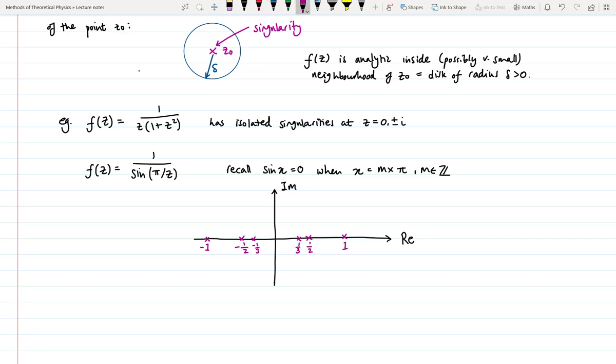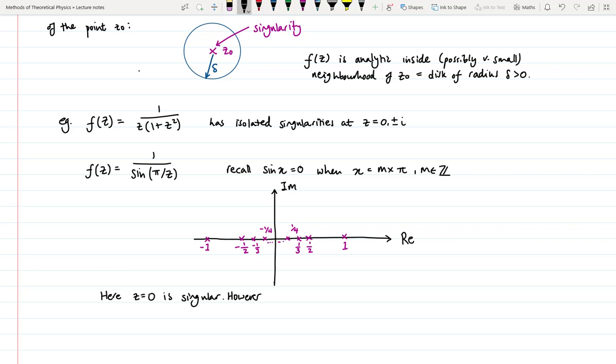The same for 1/4, minus 1/4, and so on. There'll be an infinite number of singularities tending towards the origin. What does this mean? Well, it means that here, the point z equals 0 is also singular. You can check that by putting z equals 0 into the expression of our function.